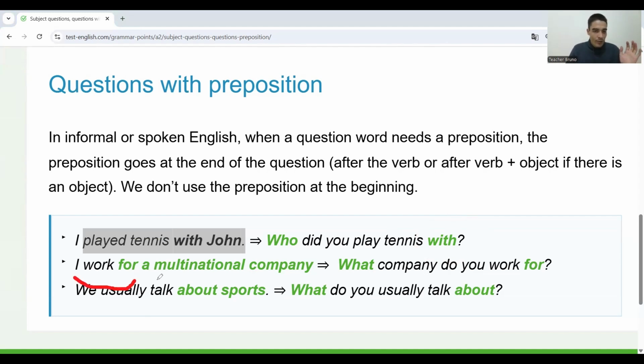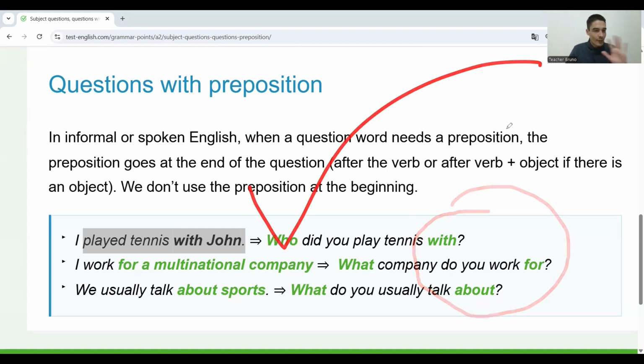Context: I work for a multinational company. What company do you work for? The prepositions are at the end. What do you usually talk about? About, with. Those are the prepositions, and they all go at the end. In informal or spoken English, this is crucial. These formulas are the norm.